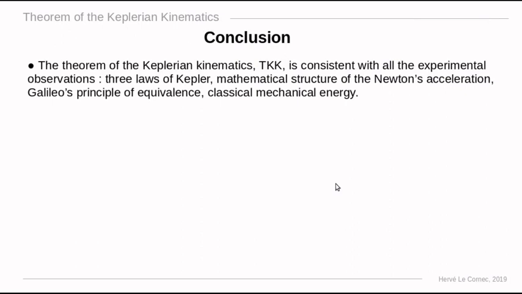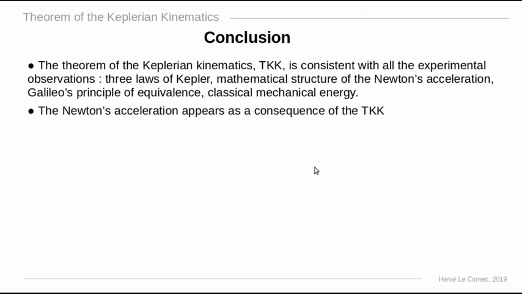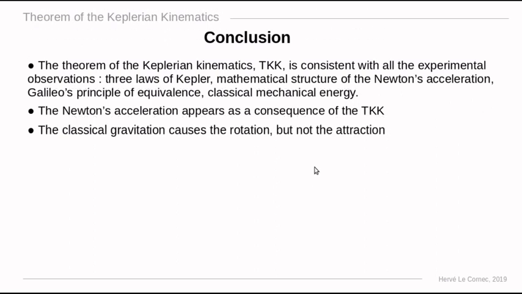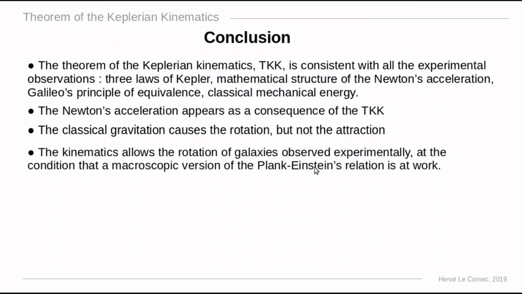Well, it is time to conclude now, so let me recall the most important points. The theorem of the Keplerian kinematics is consistent with all the experimental observations: the 3 laws of Kepler, the mathematical structure of Newton's acceleration, Galileo's principle of equivalence, classical mechanical energy. Newton's acceleration appears as a consequence of the theorem. The classical gravitation causes the rotation, but not the attraction.